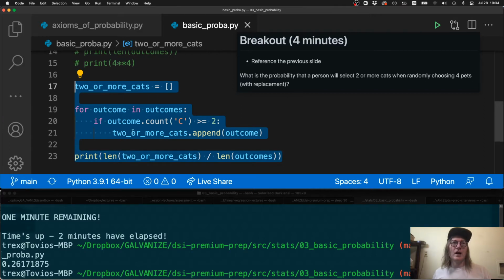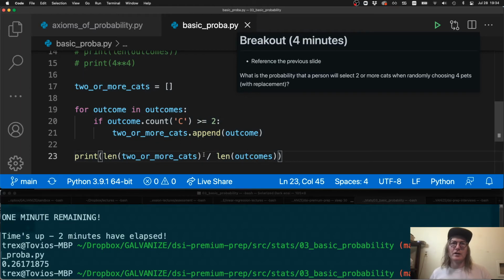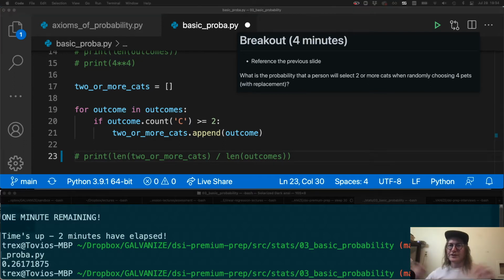You could do a counter instead of a collector. Either way should be fine. But what you're essentially doing here is establishing the cardinality of a subset and dividing it by the cardinality of the sample space.